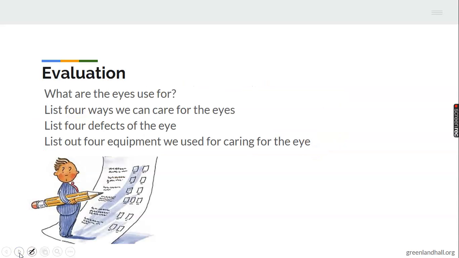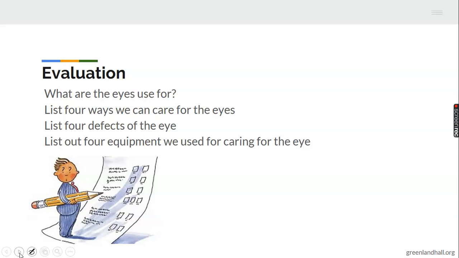So far today, what have we learned? One, we have said that we know what the eyes are used for. And you should be able to tell me the ways we can care for the eyes and the defects of the eyes. Alright, we also talked about the equipment we can use for caring for the eyes. Eye drops are there, sunglasses are there, recommended glasses, and you know, defects, we have night blindness, eye strain, ways we can care for the eyes, the eye drops, and the rest of them. So please ensure we do this to have proper eyesight.